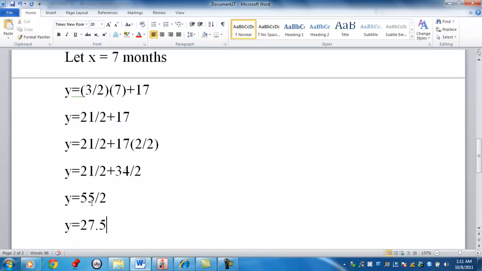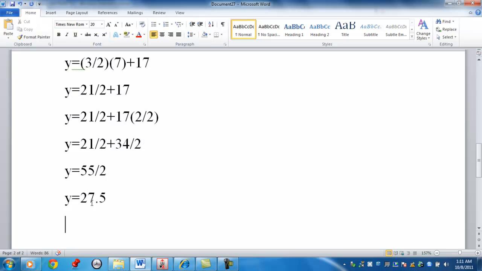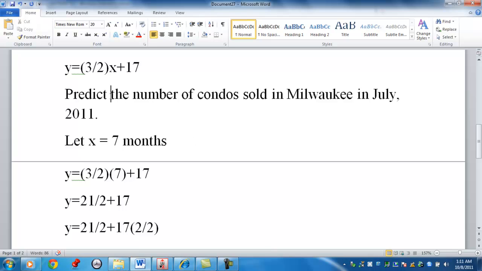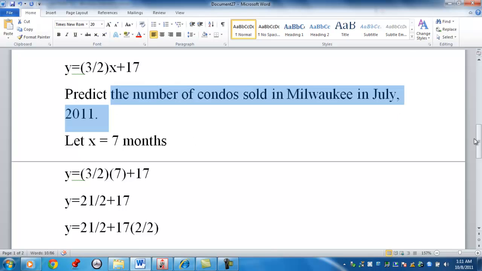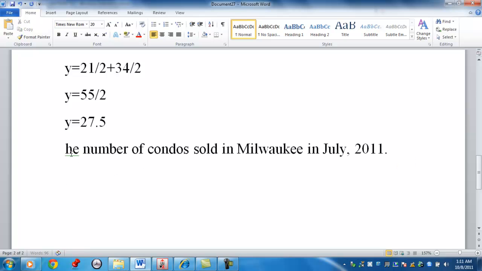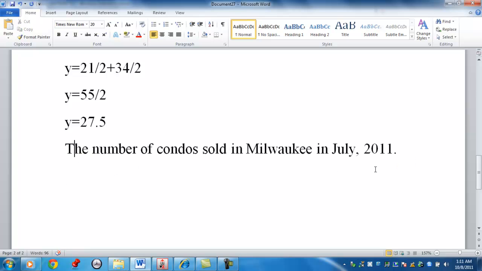Depending on your rounding, I think in this case we can logically round to a whole number, so we could say the answer would be: the number of condos sold in Milwaukee in July 2011 is 28. We'll say approximately.